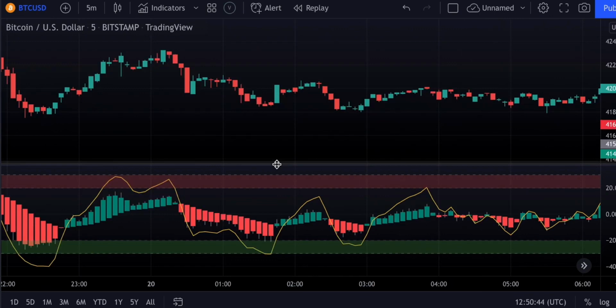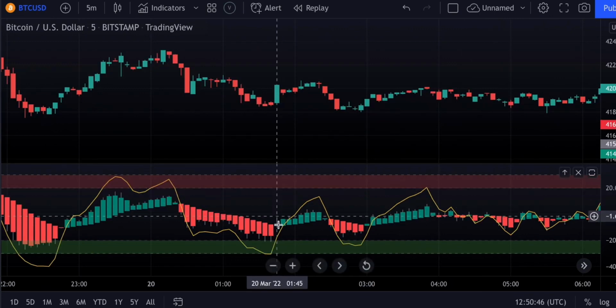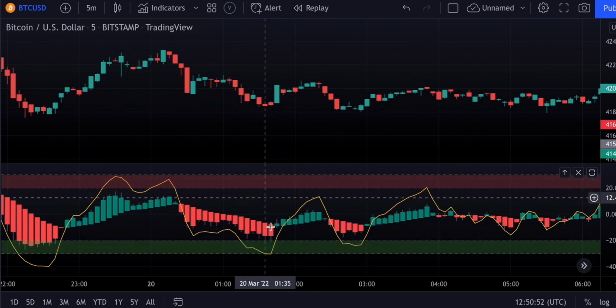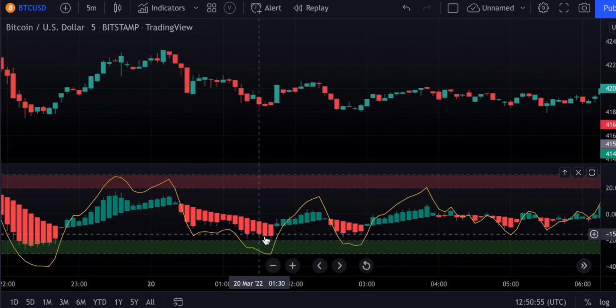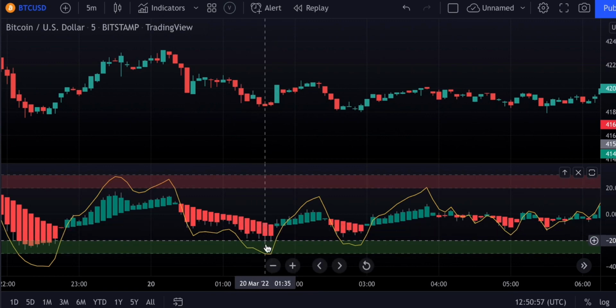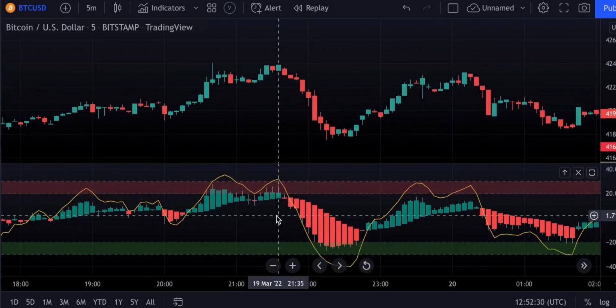A very important thing to mention, we wouldn't have entered the trade if we only had these wicks touching this oversold or overbought area. So we need to wait until the whole candlestick, the whole histogram actually enters into one of these areas. Here's also another example of a short trade.